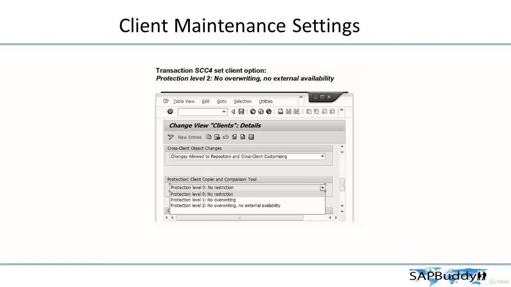Then the second one is protection level 2. This protection level makes sure that you are not overwritten, and it will also protect your system or the client from read access in case of client copying in the landscape or from this specific system. That is about the client maintenance, client setting, which is related to client copy and client comparison.